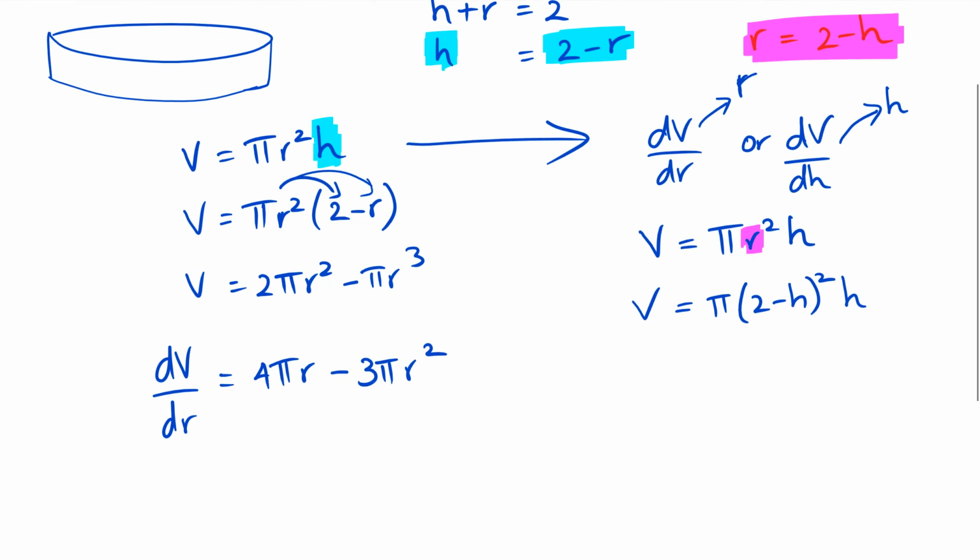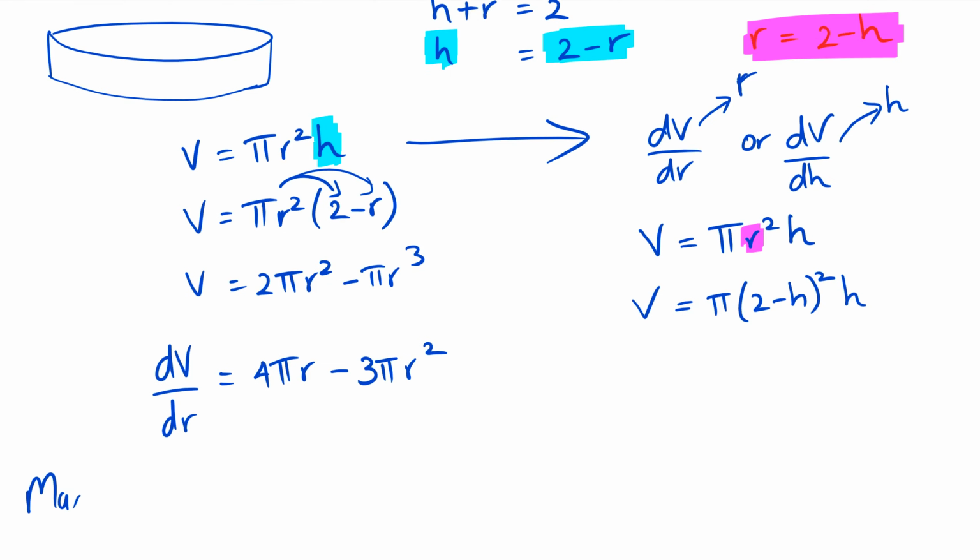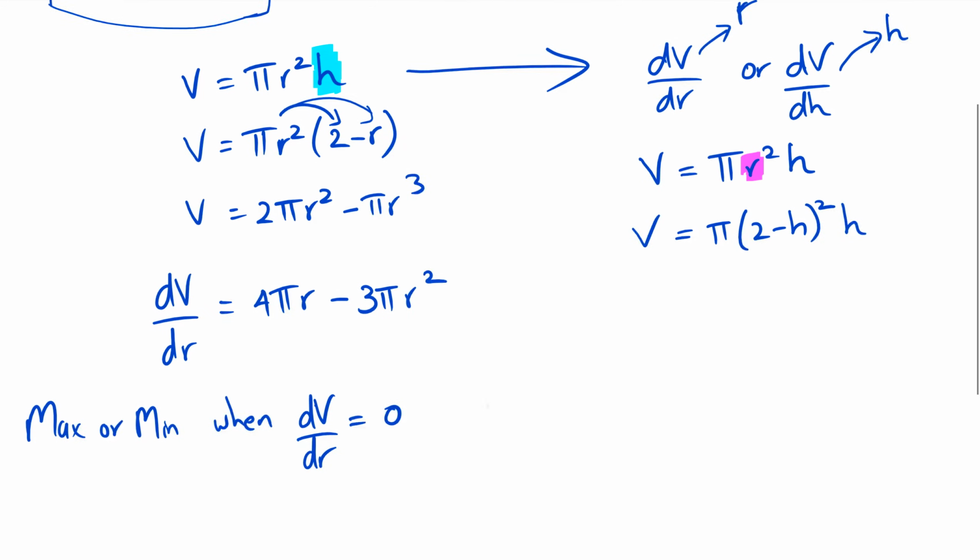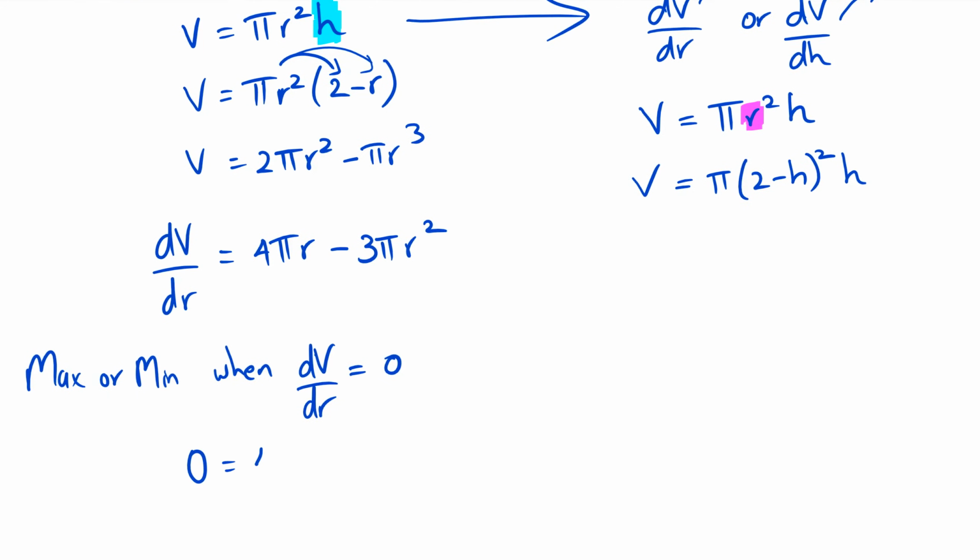Now once we differentiate it, remember that a maximum or minimum is when the gradient is equal to 0. So in this case, when dv dr equals 0. We're going to put down 0 is equal to 4 pi r minus 3 pi r squared. Looking at it, we've got pi r as a common factor, so we can take it out and we're going to get 4 minus 3r.